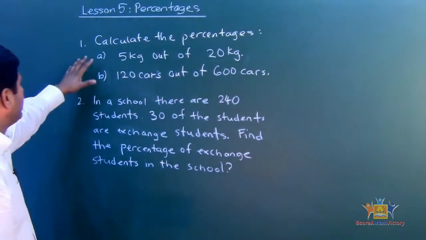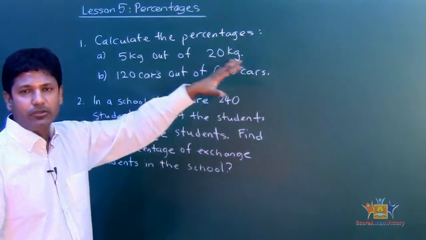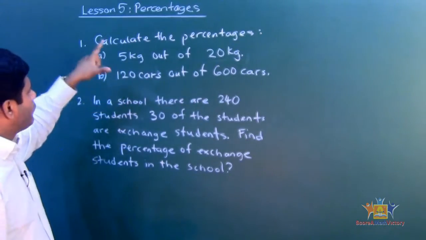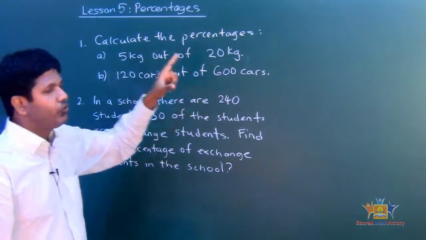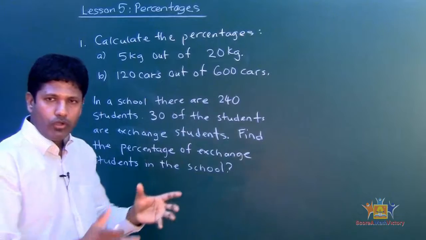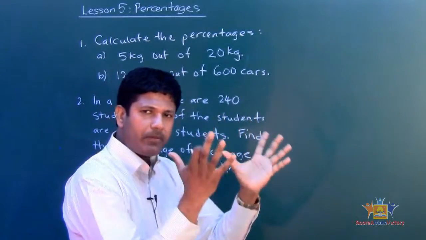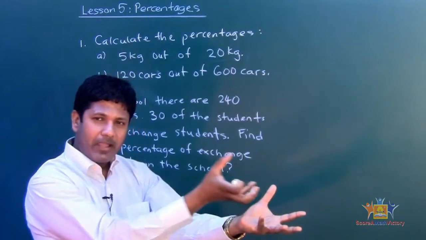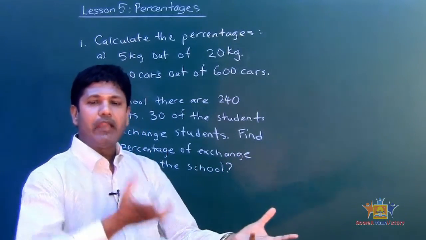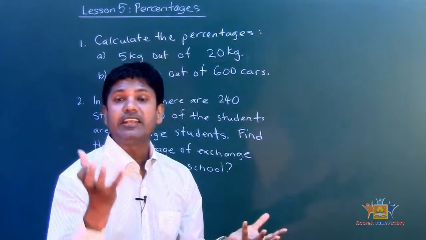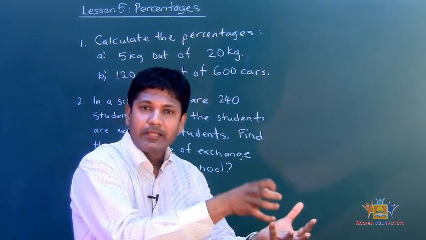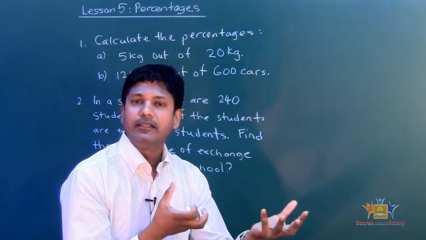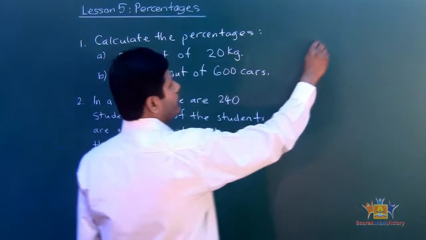Okay, the first one, calculate the percentages. 5 kilograms out of 20 kilograms. So we've got 20 kilograms. How many percent is 20 kilograms? 100%. And we're going to take the 5 kilograms out, and we want to know the percentage of that 5 kilograms. I took it out of that 20. See that? All right, so we're going to use the airplane method.